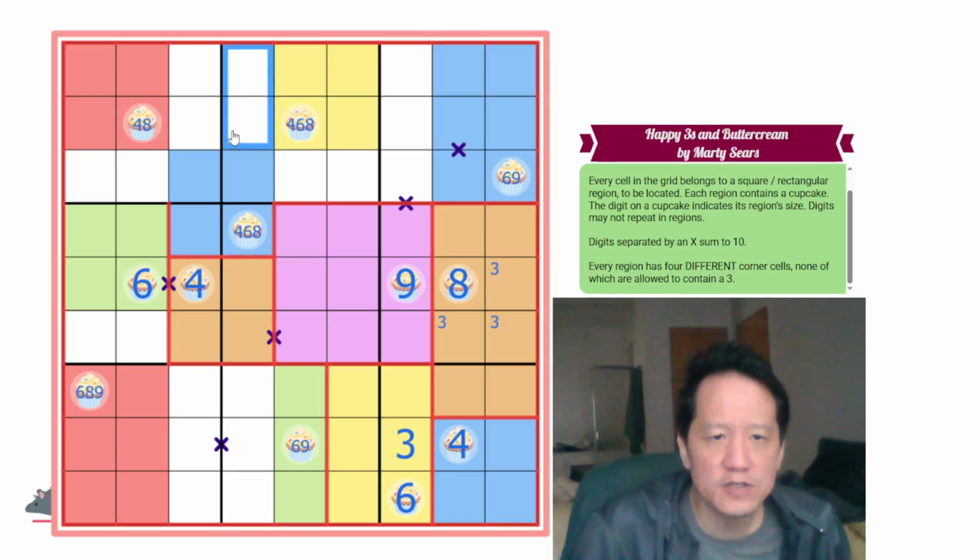If it's 8, it's 8 this way, which would force this to be a 4. And then this would be 6 here. This would be 8 here. And this would have to be 9.